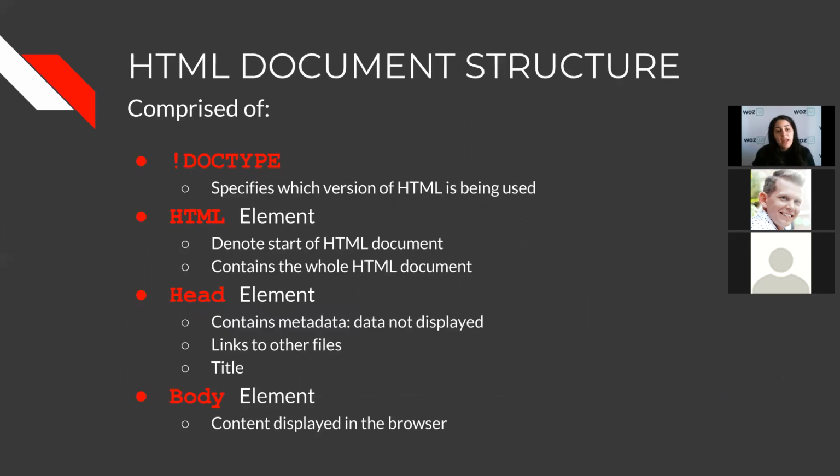With HTML, there's a specific document structure that every single file is comprised of. It has the doctype, HTML element, head element, and body element. Doctype is going to be at the very beginning of your document, and it specifies which version of HTML is being used. The HTML element denotes the start of the entire HTML document. It contains all of the HTML code in between that opening and closing tag. Inside of the HTML element, we have the head element and the body element.